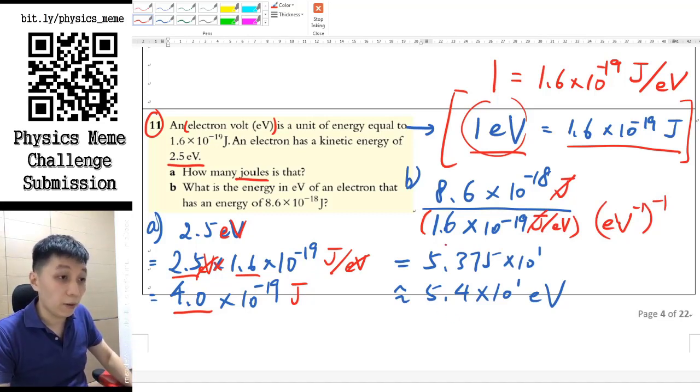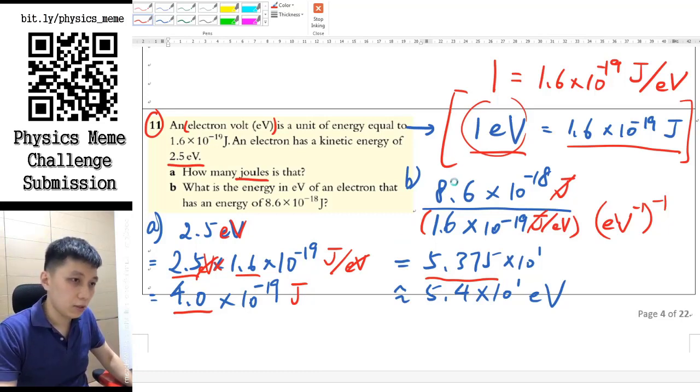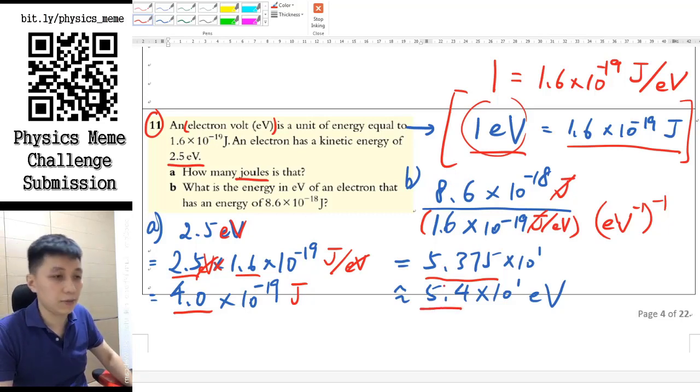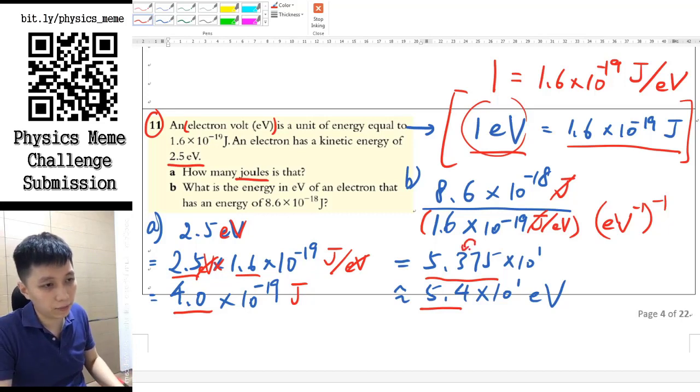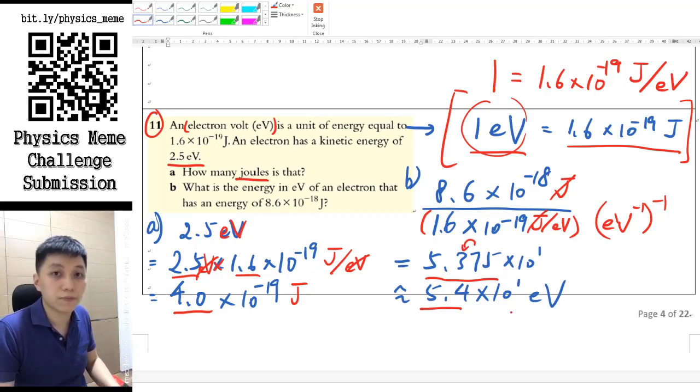So from your calculator, you will be able to find the number 5.375. And once again, by using what you learned in the previous video, because 8.6 is 2 sig fig, 1.6 is also 2 sig fig, so your answer can only be in 2 sig fig. So that's why you have to round it up to 5.4.